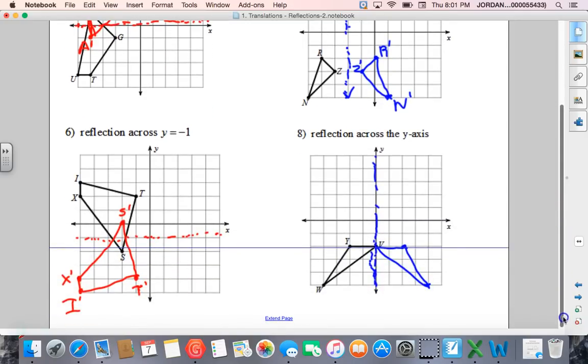And then number 8, reflection across the y-axis. So our reflection line was exactly right on the y-axis. Notice v was on the axis, so it didn't have to move at all. This is actually our v prime also. V and v prime in the same place. Y prime, and then w prime down here.